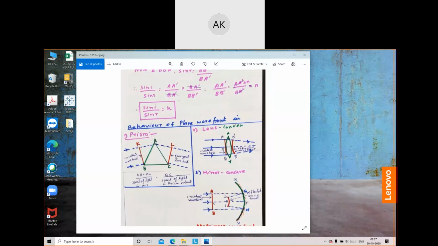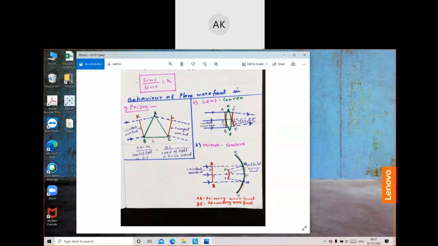Then the behavior of a plane wavefront. See, this 1 mark question is asked. When the plane wavefront is incident on a prism, what type of wavefront are we getting? A refracted wavefront. What is the nature of the refracted wavefront? That we have to find out using this.